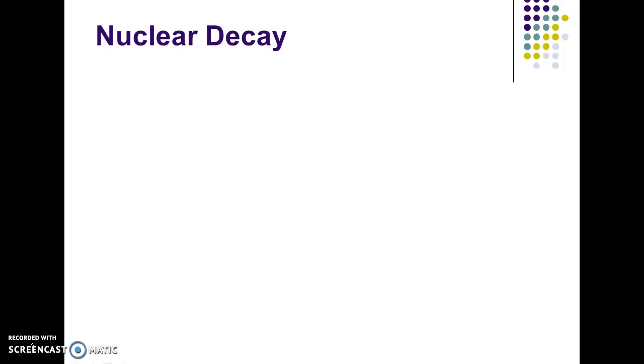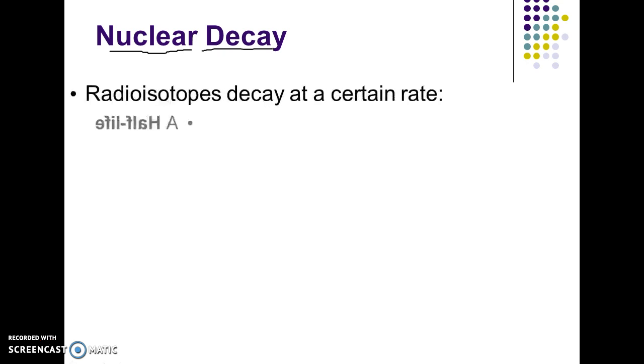Today we're going to continue our conversation about nuclear decay. Remember that the word nuclear means nucleus and decay means to break down. Previously we have reviewed nuclear equations and watching a radioisotope break down with an alpha, beta, or gamma radiation. Today we're going to talk about a different way radioisotopes decay, and that is through its half-life.